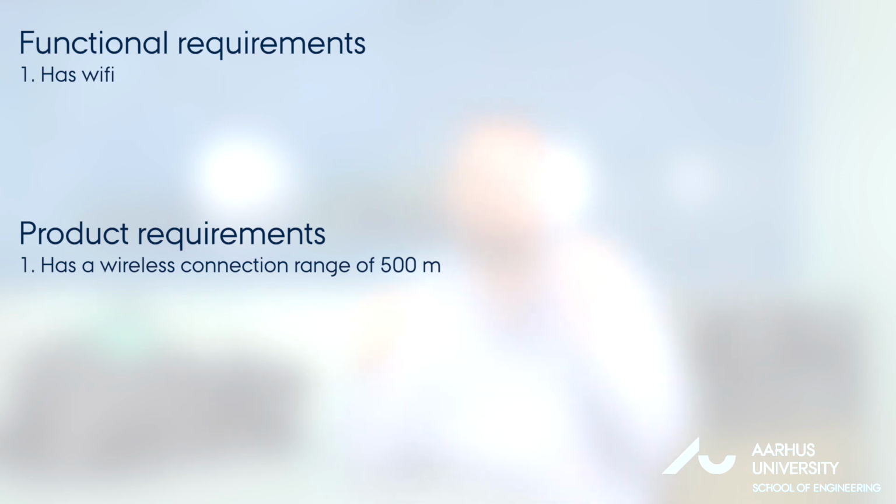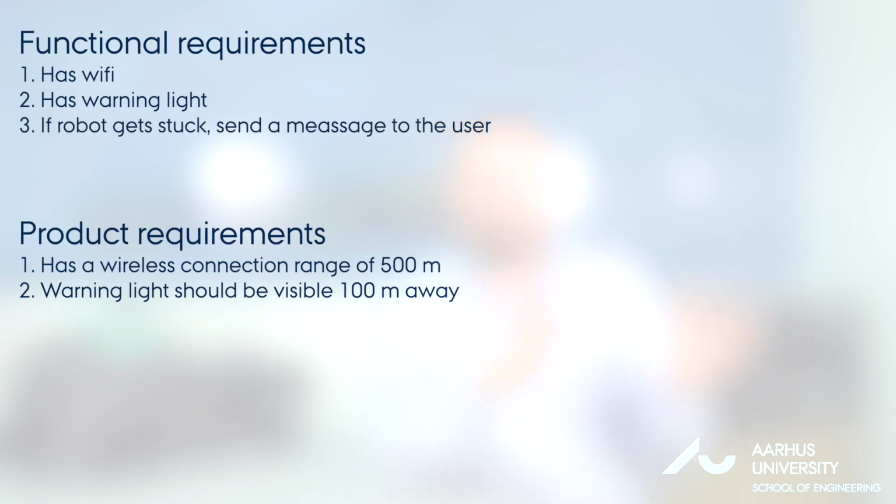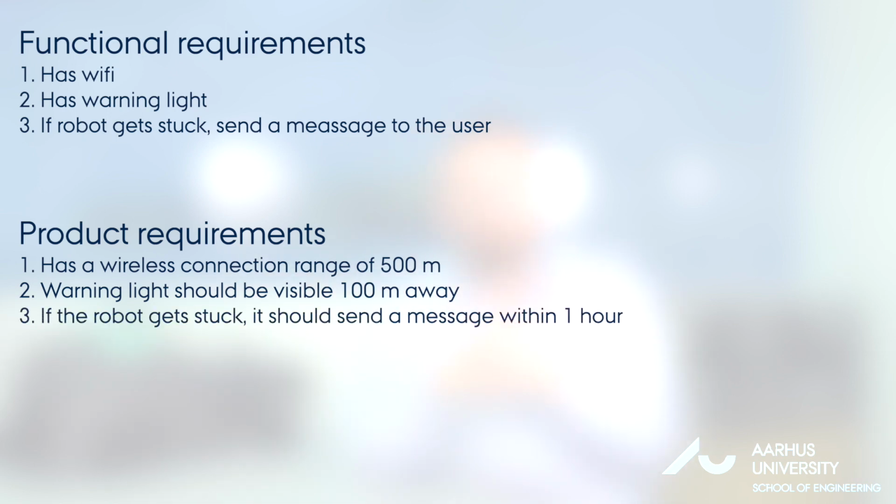Another example is it has a warning light. Opposite to this, the product requirement would be the warning light should be visible from 100 meters away. You could also have it should be visible from this many degrees. Those are all product requirements. It's varying degrees of fulfillment. Another example is if the robot gets stuck, send a message to the user. Now, the product requirement for that could be if the robot gets stuck, it should send a message within 1 hour.